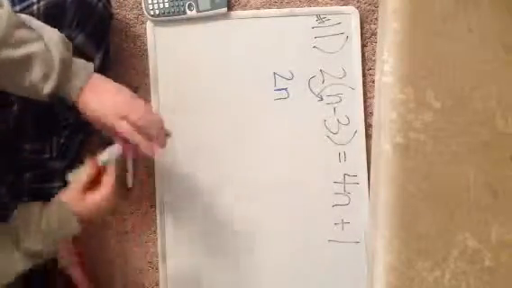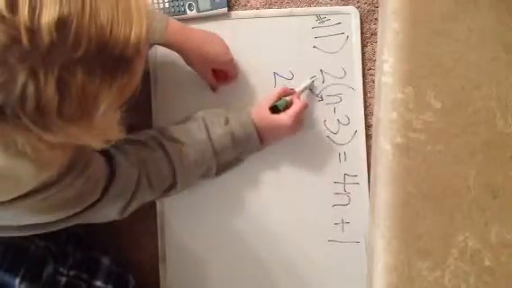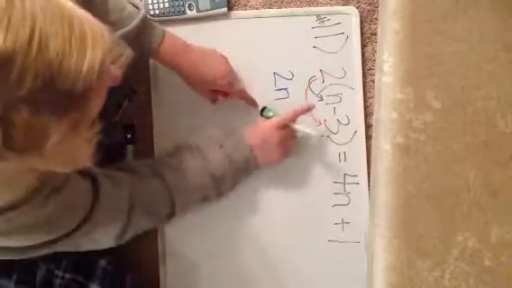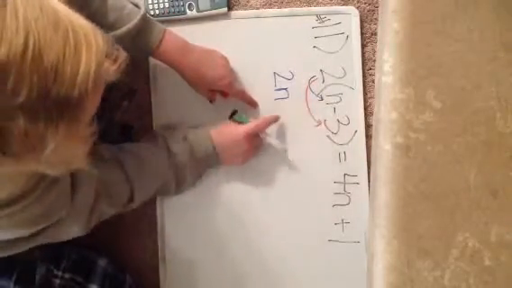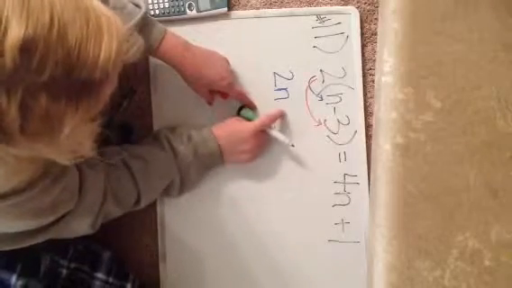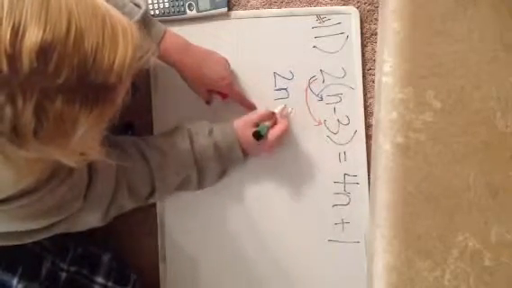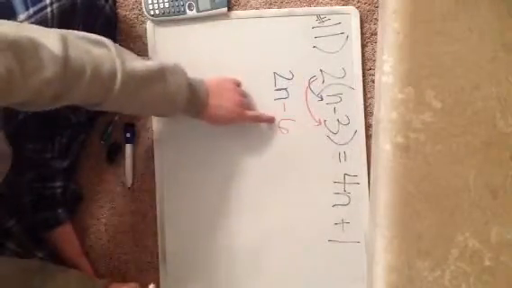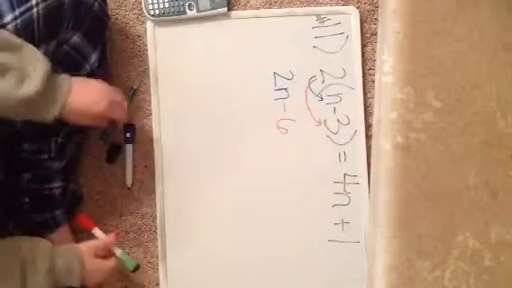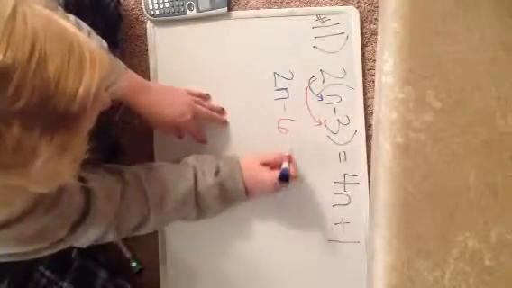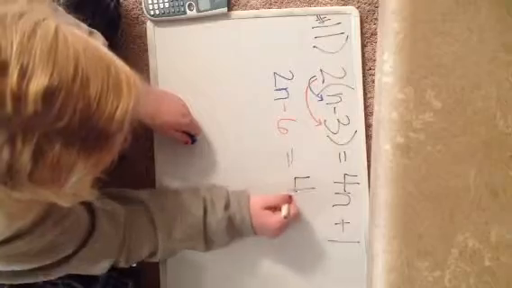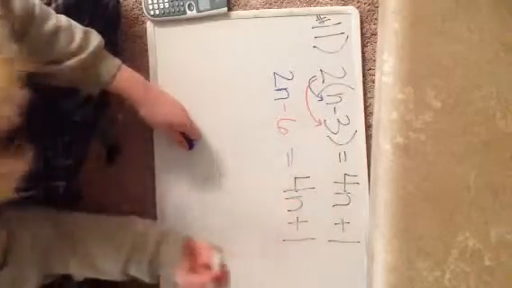Let me change my color here. Then I'm also going to distribute this 2 to this minus 3. A lot of times students will forget to do this, and that's where they run into trouble with the distributive property. So 2 times a negative 3 will give me negative 6. Notice how my arrows show where my answer is. And I'm going to set that equal to 4n plus 1 that we still have.